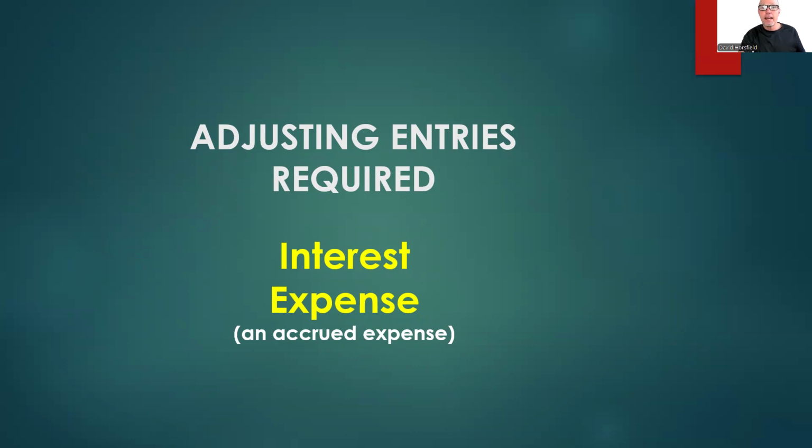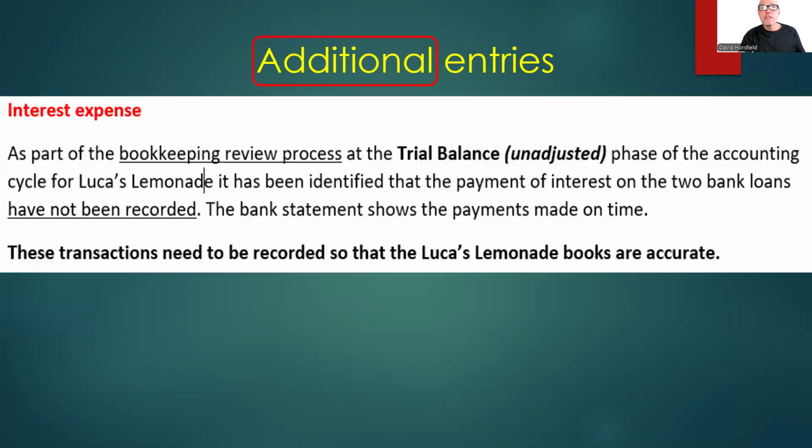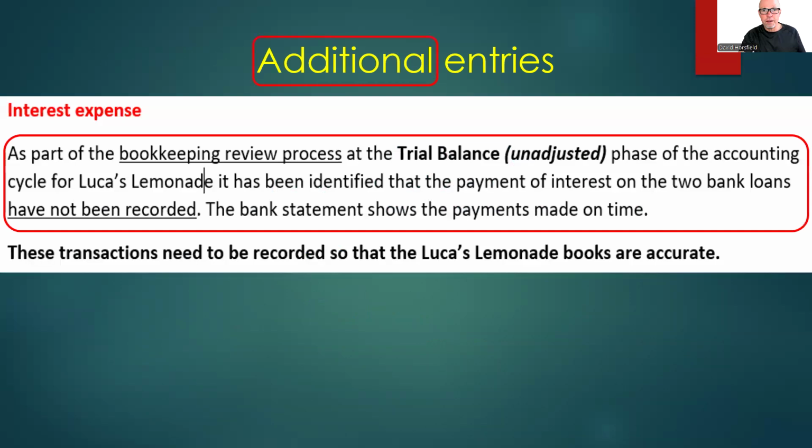We need to make accounting records of it, and we use a journal entry to make those accounting records. So here's the story. Follow the red rectangle. As part of the bookkeeping review process at the trial balance unadjusted stage of the accounting cycle for Luca's Lemonade, the trial balance unadjusted was done, and the review found that something was missed.